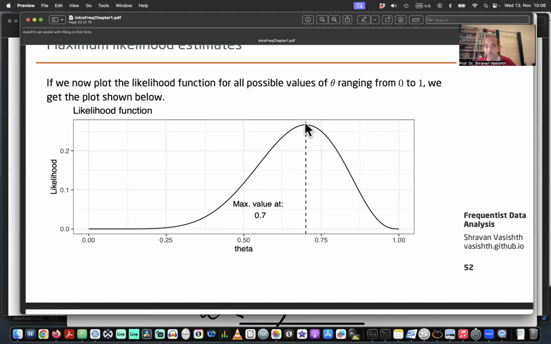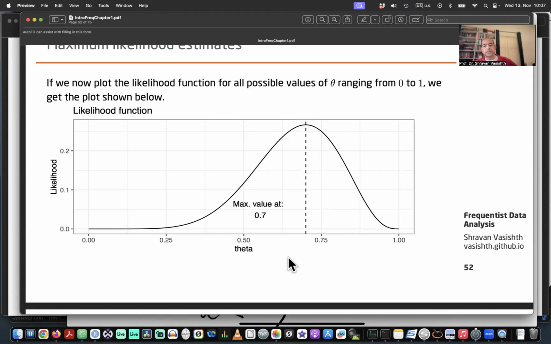the maximum value is at 0.7. If I had gotten 3 successes out of 10, then the maximum value would not be at 0.7, it would be at 0.3, okay? Like I showed you earlier. So that's why the quantity k over n, which is the estimate of theta, is called a maximum likelihood estimate, because it tells you what this value is on the x-axis such that the likelihood function is at its maximum value here. That's why it's called a maximum likelihood estimate.